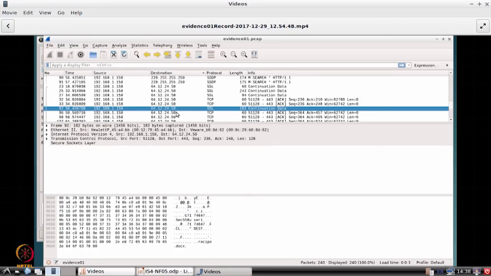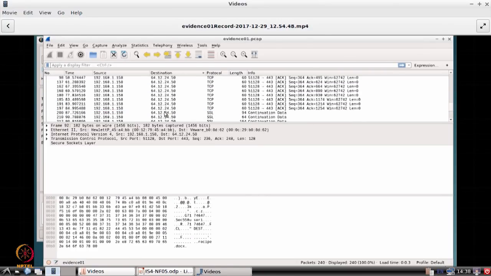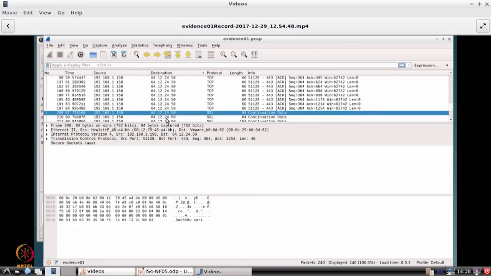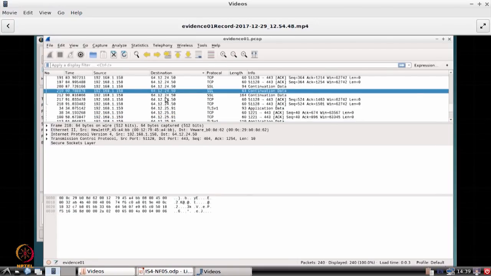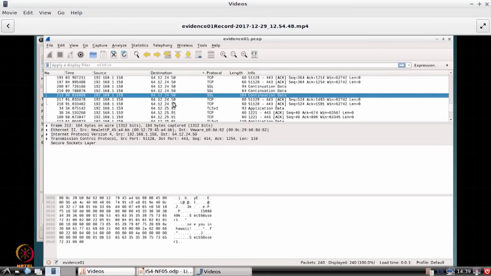So, one of the things you could guess is that it is 192.168.1.158 to 64.12.24.50. Okay, the data has gone from here to there. So, that is the correct guess that we can do right now. Okay, so, let us look at some more packets. We will just go one by one. Okay, we will just move around those packets and then continuation data, we will see whether anything else interesting comes to us. Okay, and here is something much more interesting.